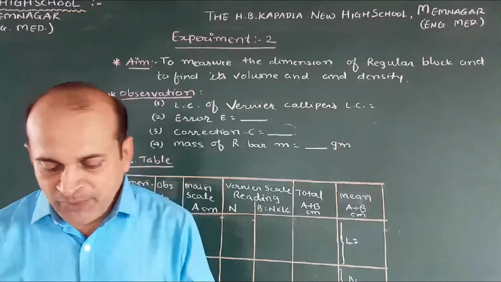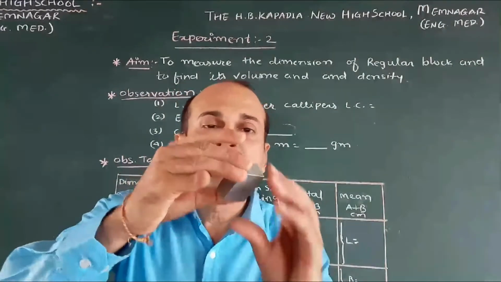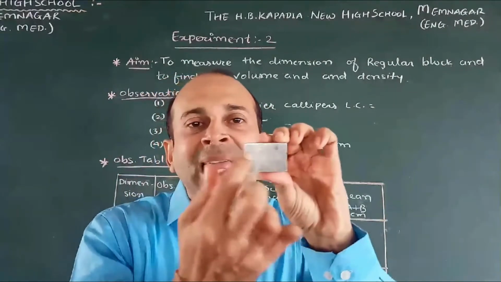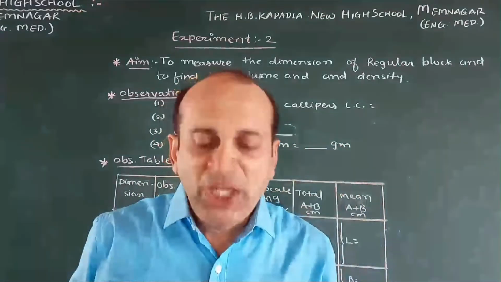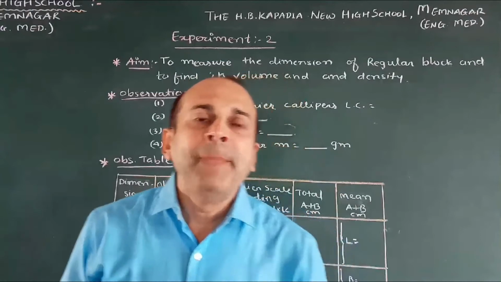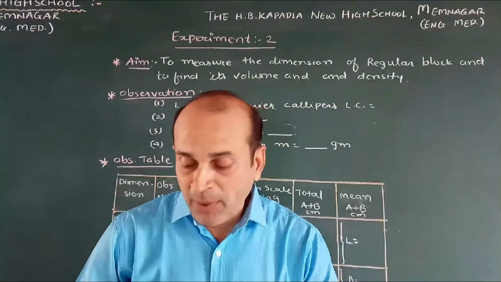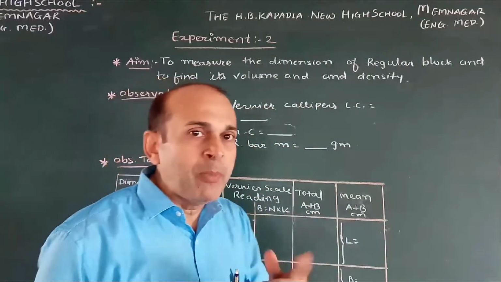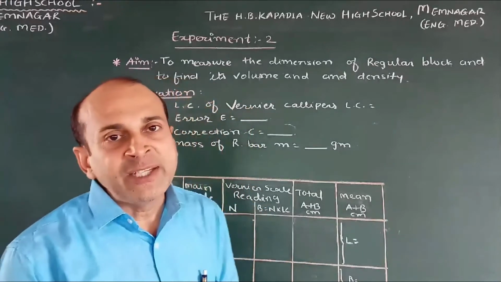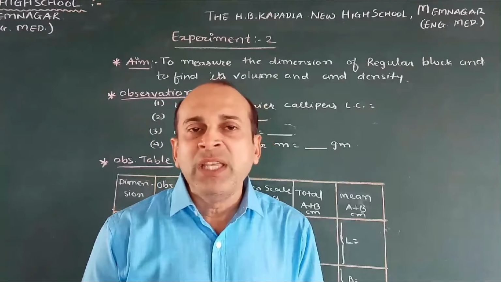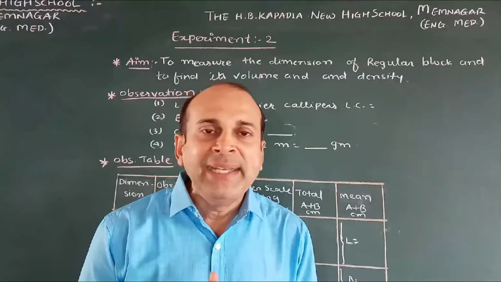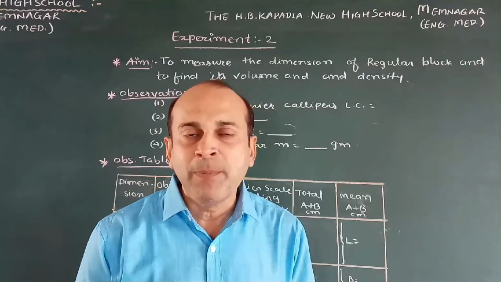So first we have a regular block. This side is the length, breadth, and this is the height. Let me measure the length, breadth, and height of the known block. The mass of the block is known, and we can find its density. The formula is volume V is equal to L times B times H, and density D is equal to mass upon volume.